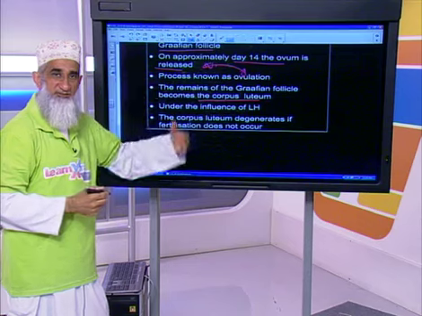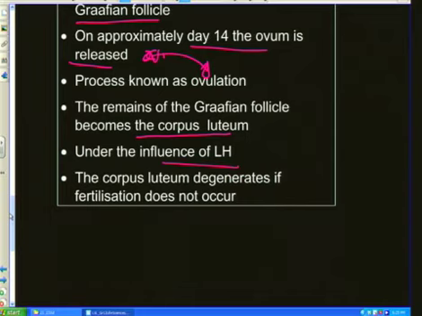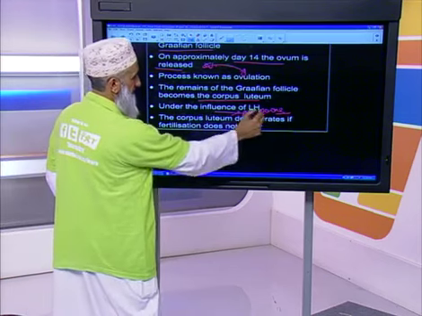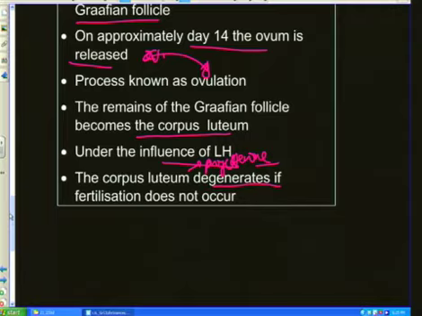Description, you're just describing the events that are taking place under the influence of LH. The corpus luteum, you can even say that it secretes progesterone. You can add that. But remember, you're not going to talk about the action of progesterone because they did not ask you what's happening in the uterus. Okay? And the corpus luteum secretes progesterone. If fertilization does not occur, it degenerates quickly. That's about it in a 28-day cycle.